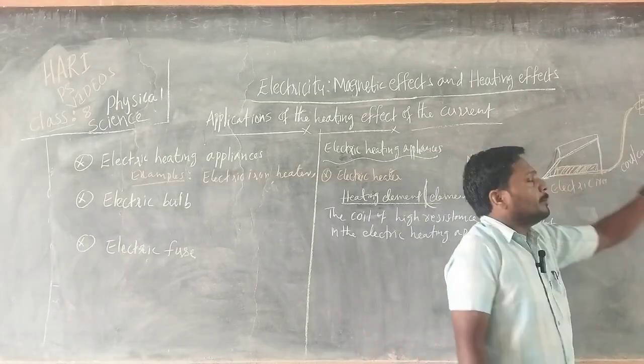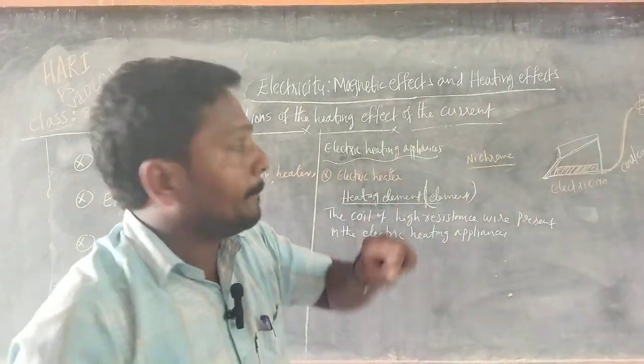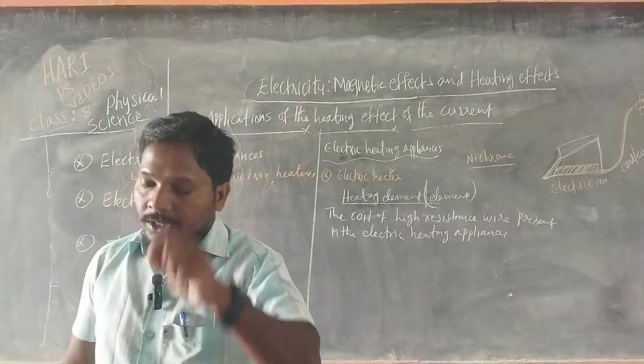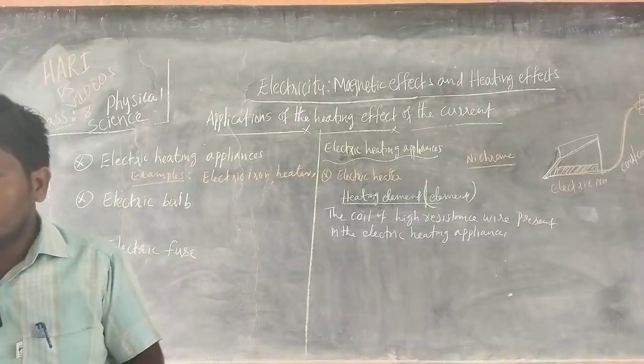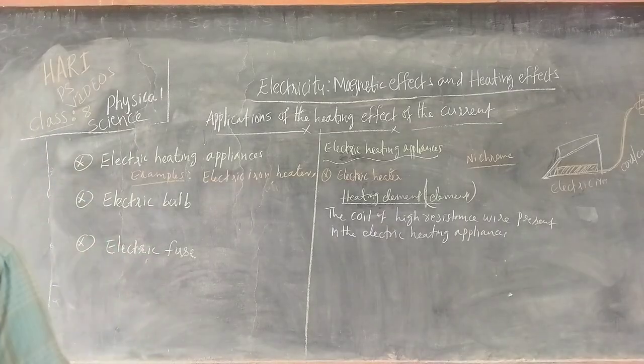Whereas the connecting cable or the cord also produces heat energy, but when compared with the heating element, it is less only. Since negligible heat is produced in copper connecting wires, they do not become red hot.